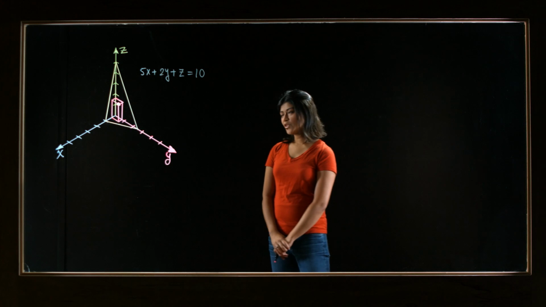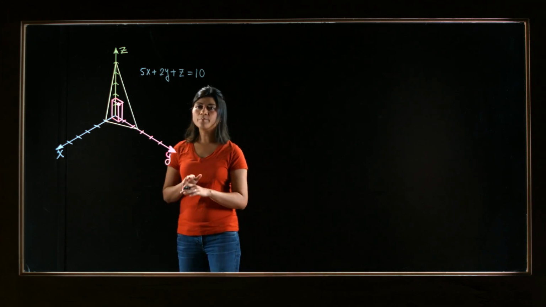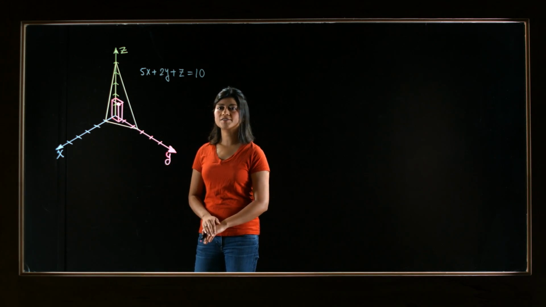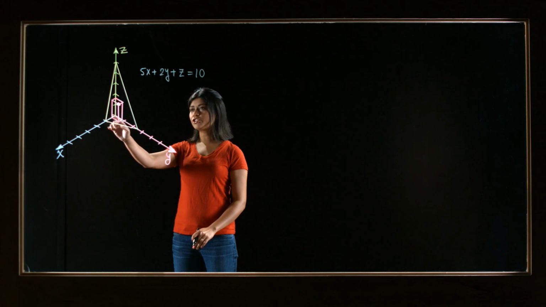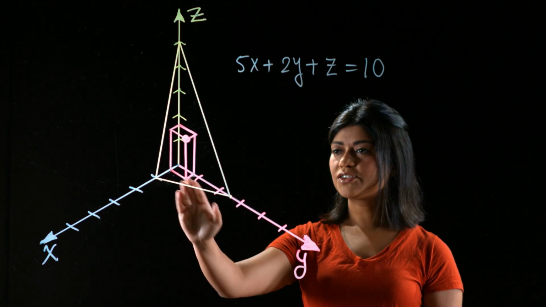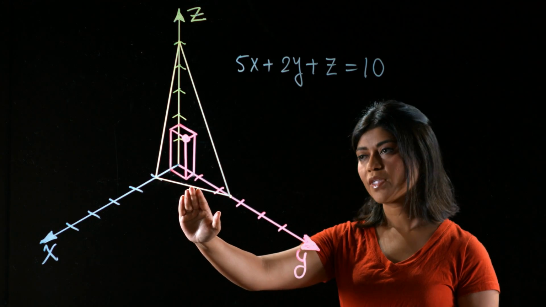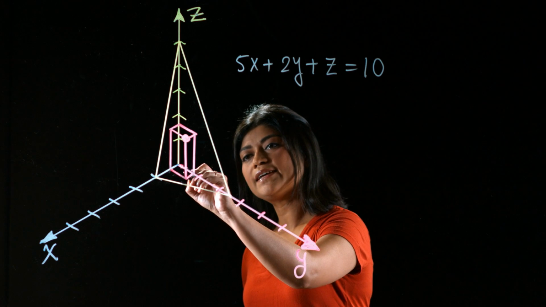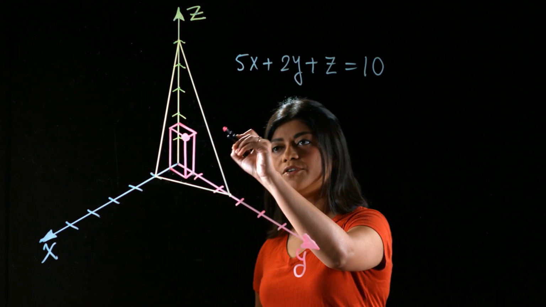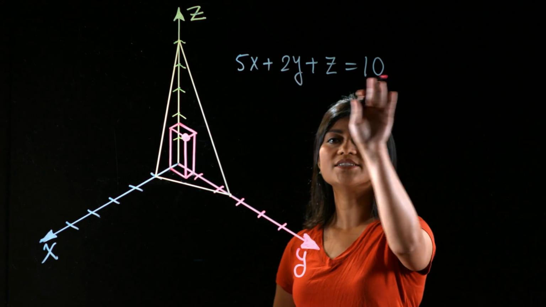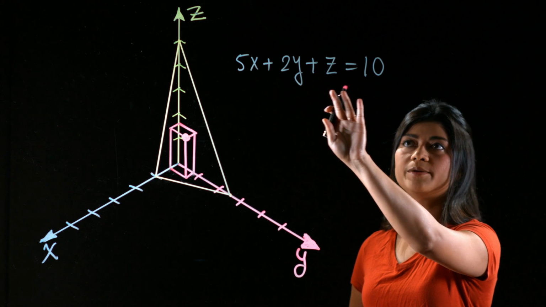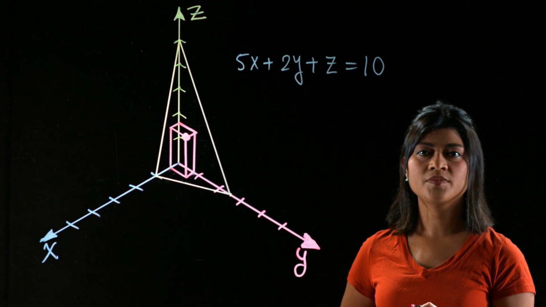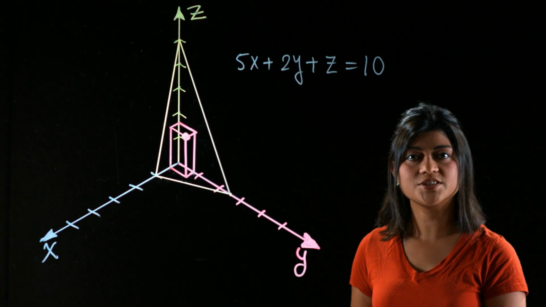In this problem, we have to find the maximum volume of a box. As you can see in this picture, the box is resting on the xy plane and one of its vertices is at the origin, and the opposite vertex is given to be on the plane 5x plus 2y plus z equals 10. You have to find the maximum volume of such a box.